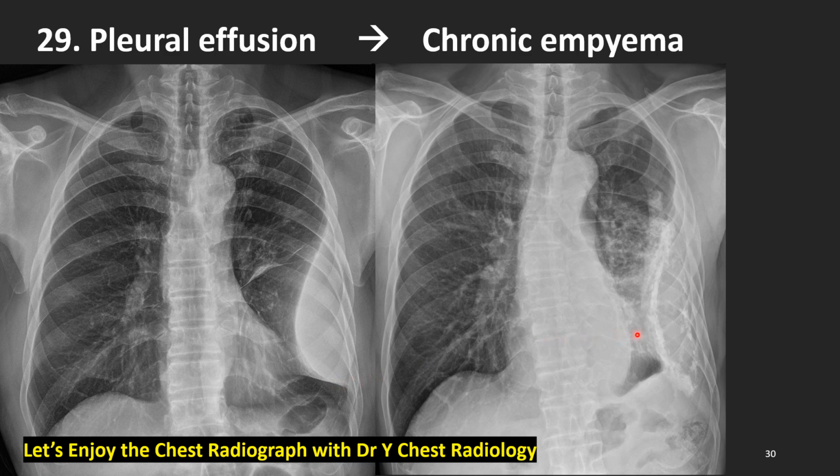How about the right side film? This film we remember as chronic empyema or fibrothorax in the previous slide. Let's presume if the left side man is not treated well, what will happen to him? Surely, this lesion will go to this fibrothorax or chronic empyema of calcified pleura.